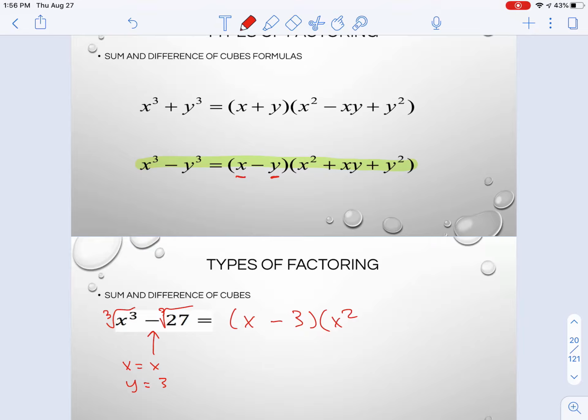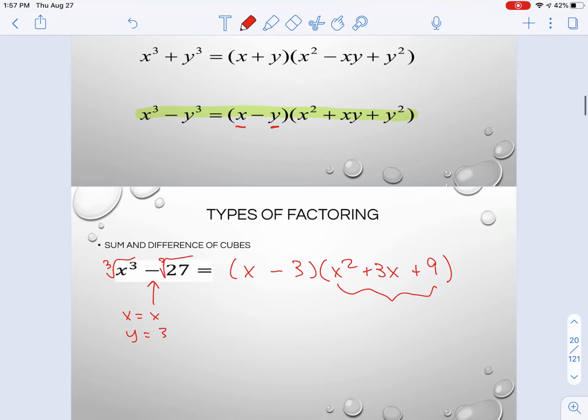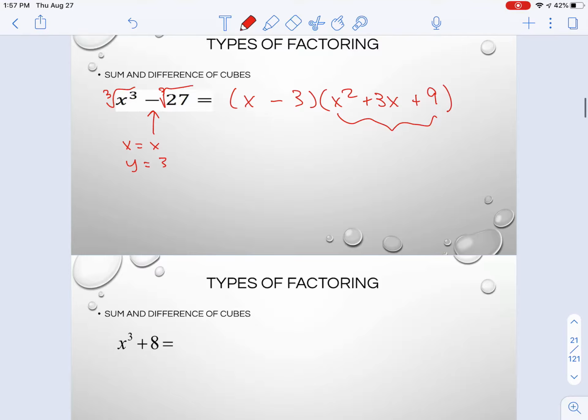If I follow that, x minus 3, and then I got x squared plus x times y, so I got 3x. And then y squared is 3 squared, so that's 9. Okay, and that's all we can do. We cannot factor this any further. I don't have 2 things to multiply to be 9 to add to 3.